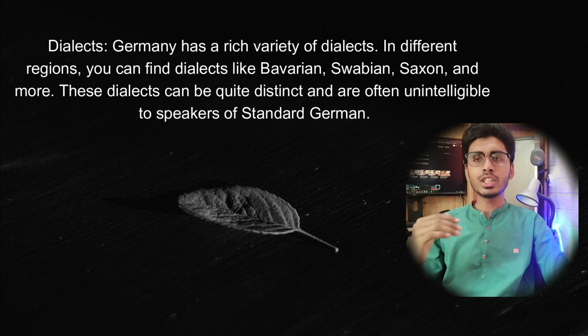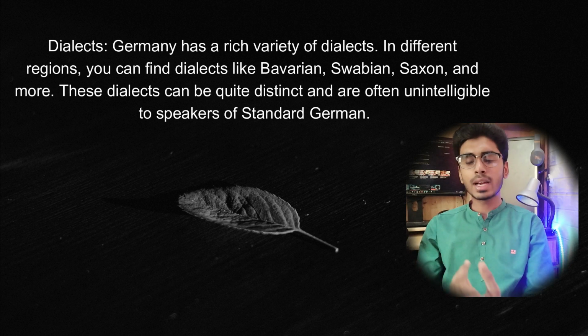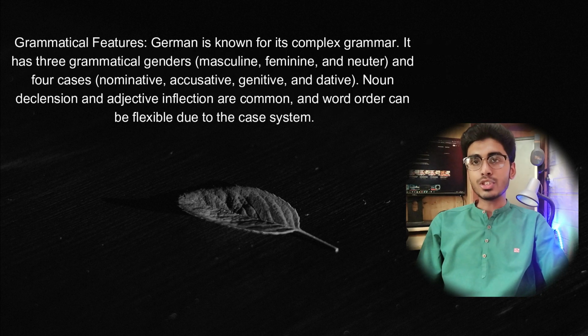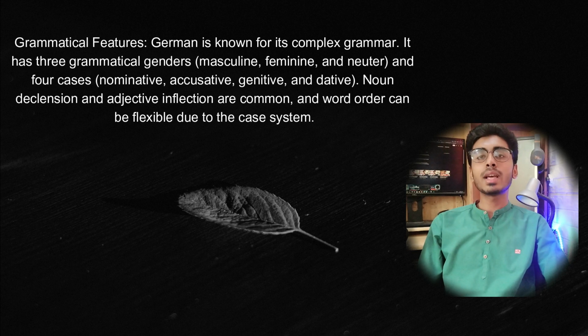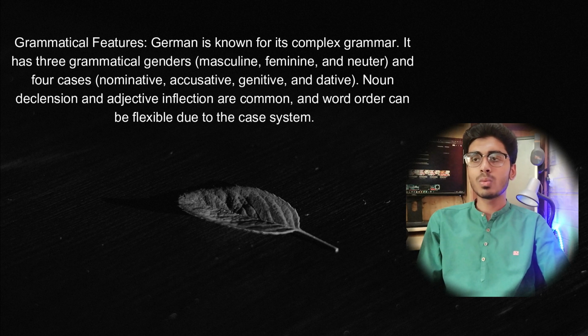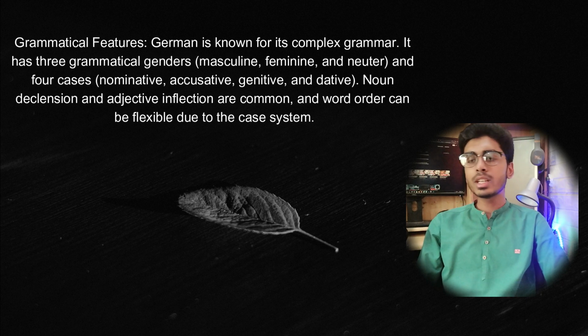Germany has a rich variety of dialects, and in different regions you can find different types of dialects like Bavarian, Swabian, Saxon, and more. Grammatical features. German is rich in grammar, and for complex grammar, it has three grammatical genders: masculine, feminine, and neutral, and four cases: nominative, accusative, genitive, and dative. These are the four cases. In English they are different, but in German there are different words like that. Noun declension and adjective inflections are common in German.